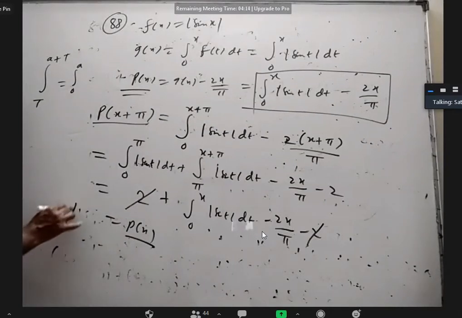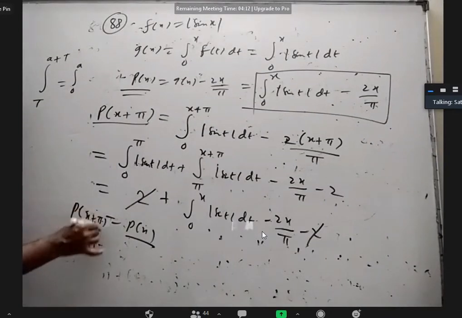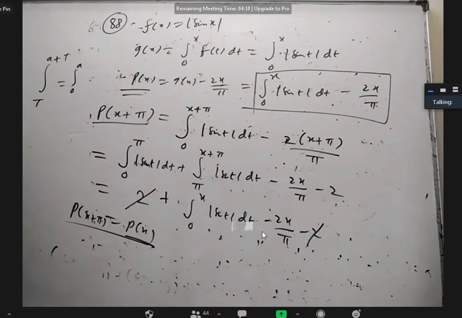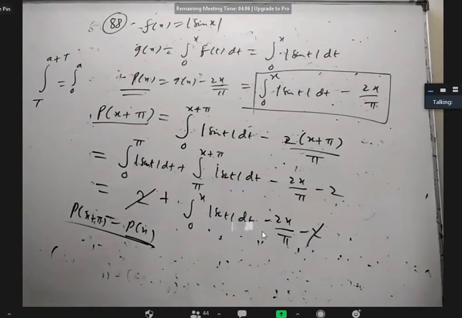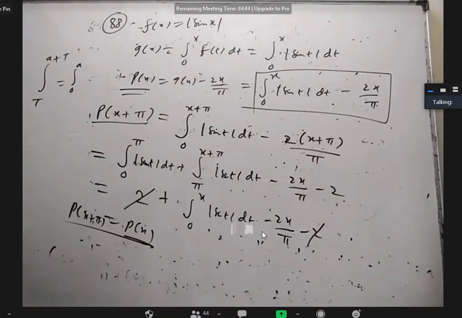They're asking for how many values? For all values of x in the question, which is infinite values. Okay, it's not a difficult question.